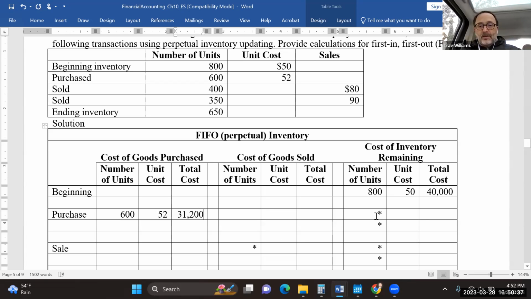Now the part that's a little different from what you might expect, we have to keep track of these lots separately. We have the original lot that we started with, and then we have the lot that we just purchased. So I'm just going to copy down this first lot and put it right here. And I'm going to copy the second lot and put it right underneath. So now we can see both lots together. Okay, we don't add them together, we just put them next to each other. Now we make a sale and we sell 400 units. Okay.